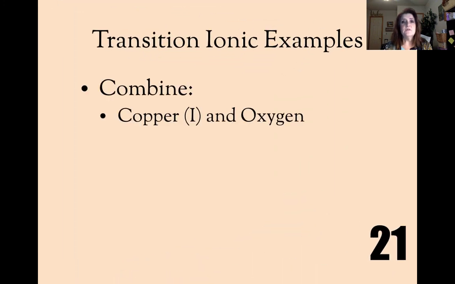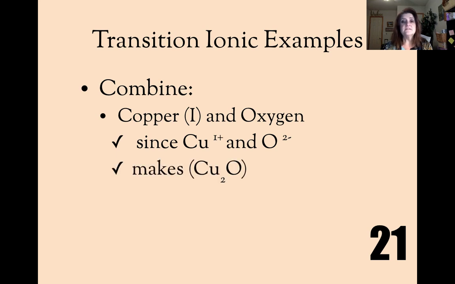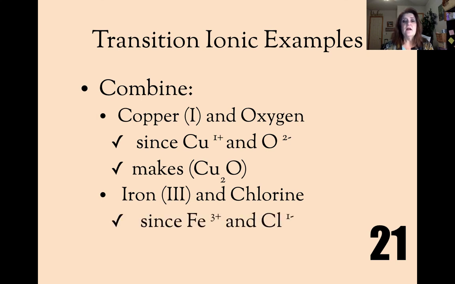For example, copper 1 and oxygen means that copper has an oxidation of 1 positive. Oxygen from the periodic table has an oxidation of 2 negative. When they crisscross, they make Cu2O. Iron 3 and chlorine: iron would have a 3 positive, chlorine would have a 1 negative, and again they would crisscross to make FeCl3.